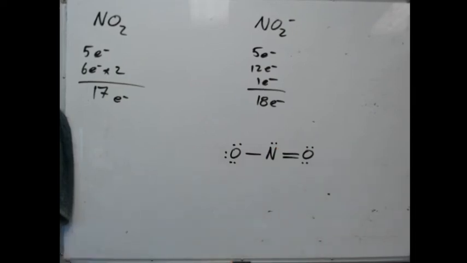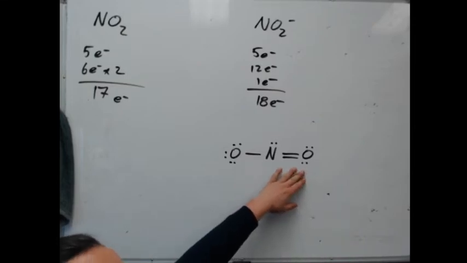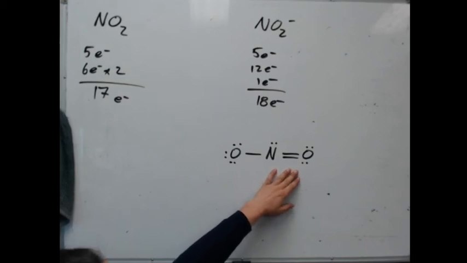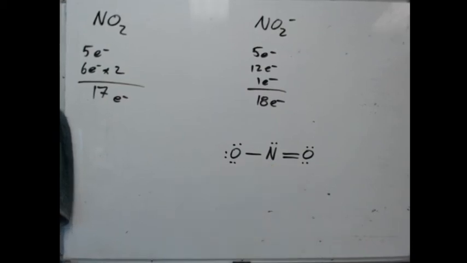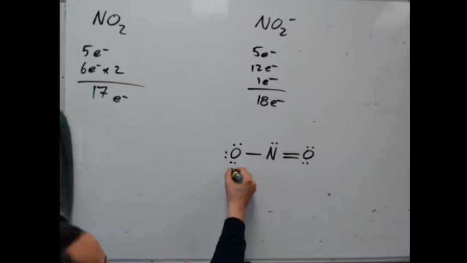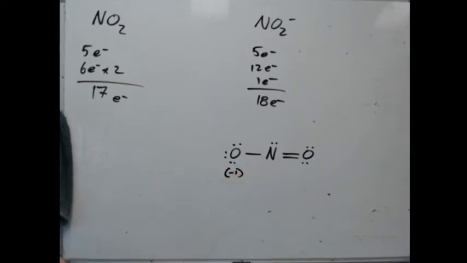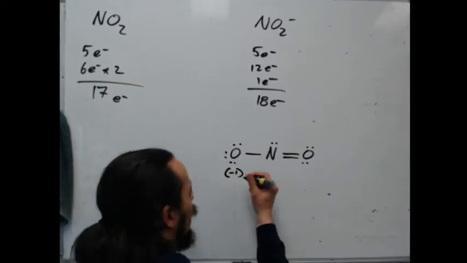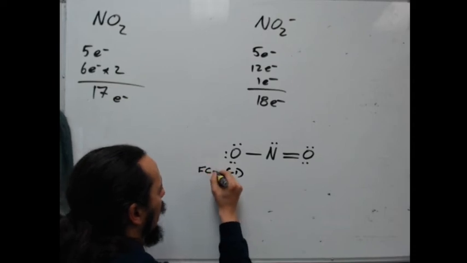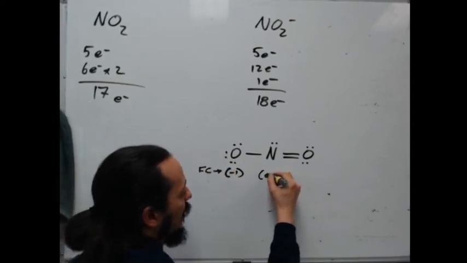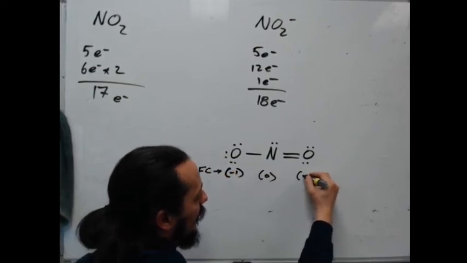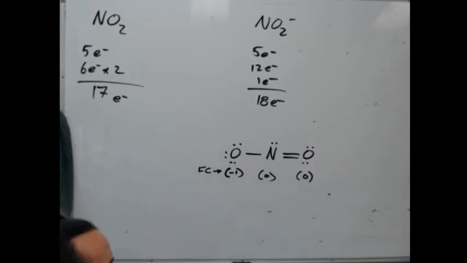Something like that. Nitrogen follows its typical trend: it's got 3 bonds and a lone pair. This oxygen follows its typical trend: 2 bonds, 2 lone pairs. This oxygen is off, and if we do the formal charge calculation, we're going to get a -1 on that. The formal charges for each would be a -1, a 0, and a 0. That's going to be pretty stable.